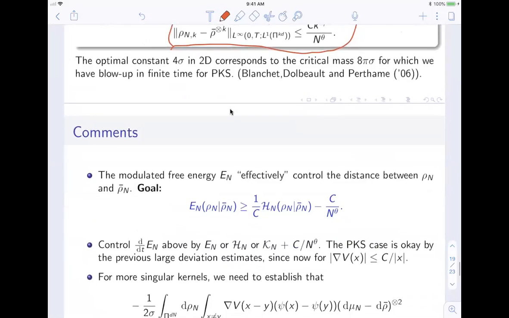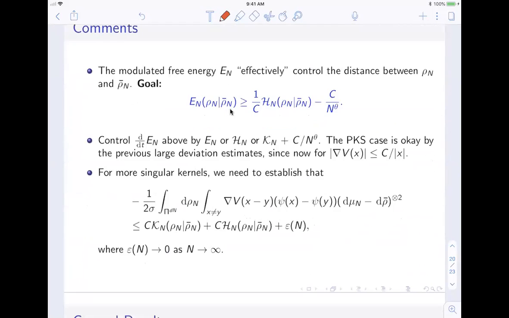Let me add several comments. There are several points we need to treat to finally get the explicit convergence rate. The first one is our new quantity. Our new norm, it's not really a norm, it's a quantity which quantifies convergence. First, at least for this case, we need to show this modulated free energy is really coercive, effectively controlling the distance between rho n and the limit. This is the first, and this is actually the hard part.